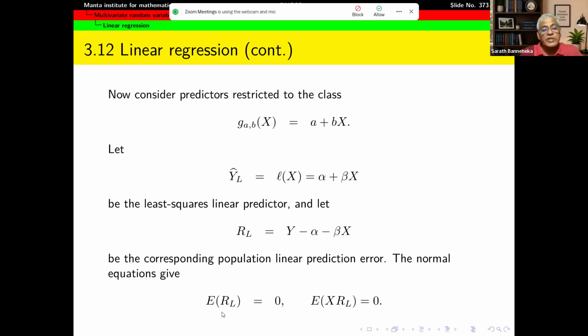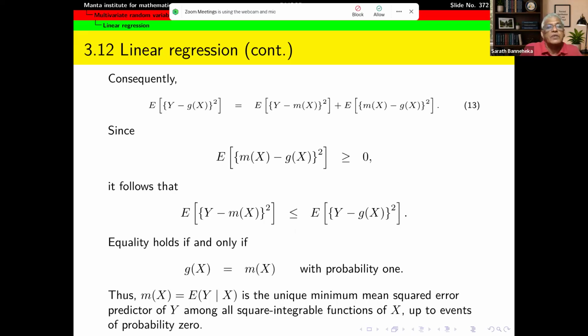We have already shown that the expected value of RL is equal to 0 and the expected value of X times RL is equal to 0. We already showed those things earlier. So if you now consider again the expected value of (y minus gx) squared, which is equal to this thing, we showed that the product term disappears because this quantity is positive. We can see that the expected value of (y minus mx) squared is less than or equal to the expected value of (y minus gx) squared. So equality holds if and only if gx is equal to mx.